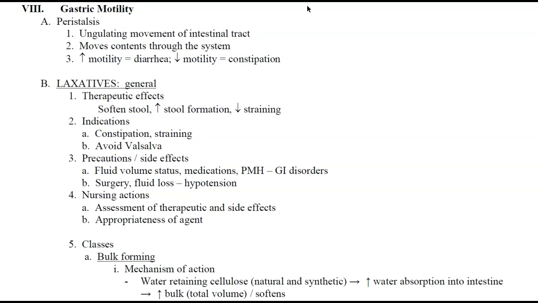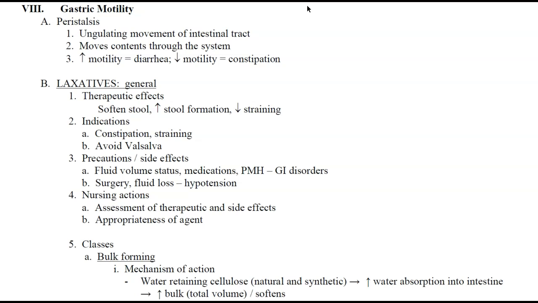So when there's an excessive or increased motility, that can result in diarrhea. When there's a decrease in motility, that can result in constipation. The first type of medications that we're going to talk about are laxatives. So generally speaking, what are laxatives? Most of you may be familiar with laxatives.